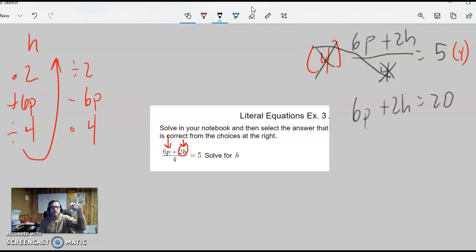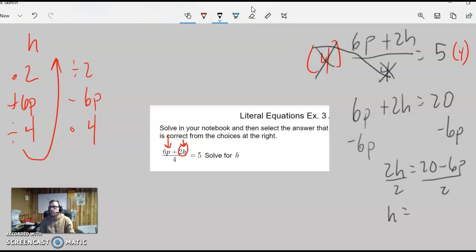All right, then we said the next thing we were going to do is subtract 6p from both sides. And I'm left with 2h equals 20 minus 6p. Then 2 times h, so I'm going to undo that by dividing. I have to divide everything on the right side. I get h equals 20 divided by 2 minus 6p divided by 2. h equals 10 minus 3p. And that's how you solve a literal equation for a variable. Keep practicing, keep reviewing. You've got this.